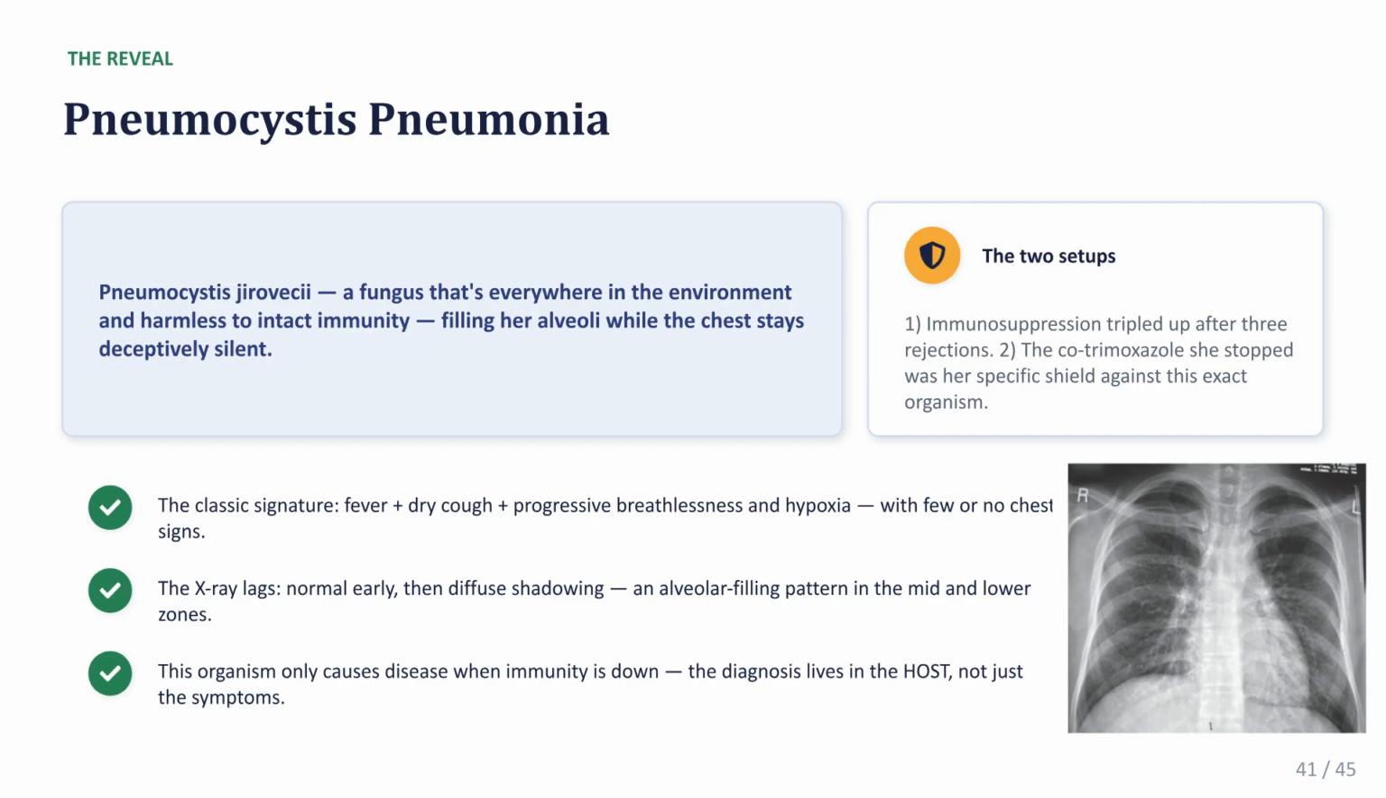The diagnosis is pneumocystis pneumonia. This fungus is usually harmless, but thrives when immunity is dismantled. She was set up by 2 things: the tripled immunosuppression for rejection and the loss of her prophylactic cotrimoxazole. The signature is fever, dry cough, and silent hypoxia. The diagnosis lives in the host, not just the symptoms.